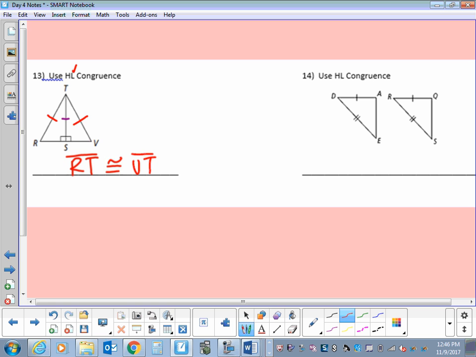For number 14, it also says use hypotenuse leg. In order to use hypotenuse leg, I am missing something in the triangle. What am I missing? What kind of angle? A right angle, yeah? So we can have angle A is congruent to angle Q. That proves hypotenuse leg because our leg is covered, our hypotenuse is already covered.